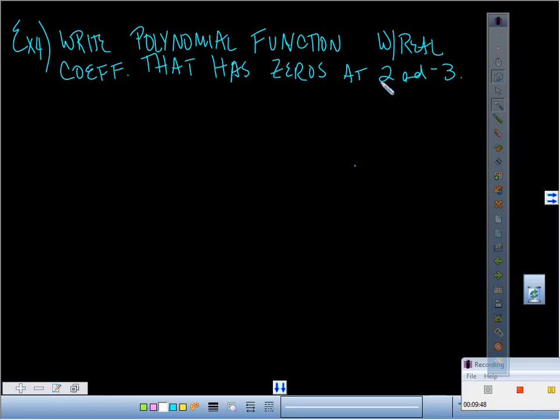But if 2 is the root, what's the factor? X minus 2. Very good. If -3 is the root, what's the factor? X plus 3. All right, and then you're just going to multiply those two factors.